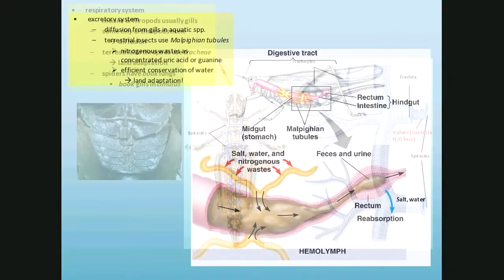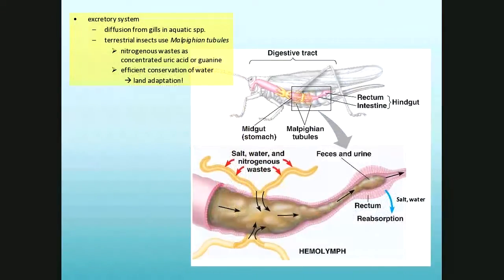All right, excretory system. Again, diffusion works well. If you're aquatic, you can actually get rid of waste products through your gills as well as gas exchange. A lot of fish use their gills to get rid of excretory material. Terrestrial insects, not living in the water, have a little different circumstances to deal with. They use these things called Malpighian tubules.